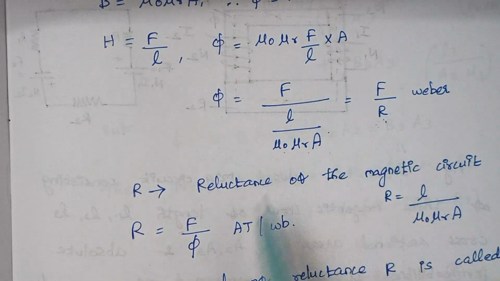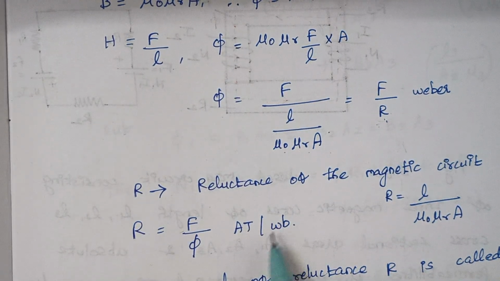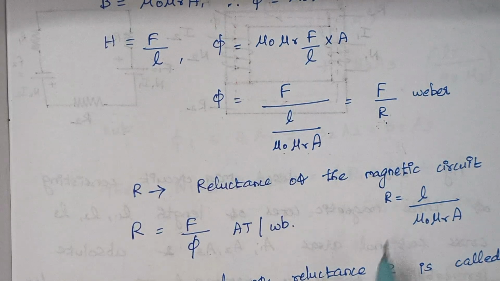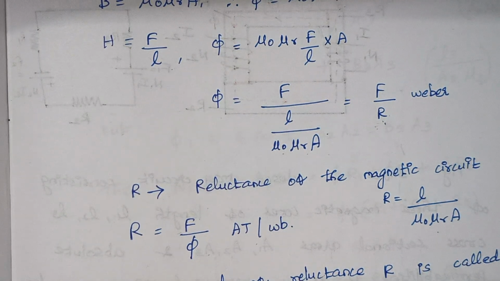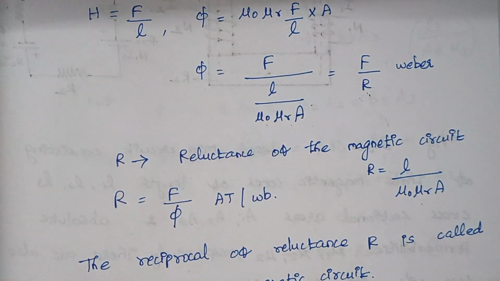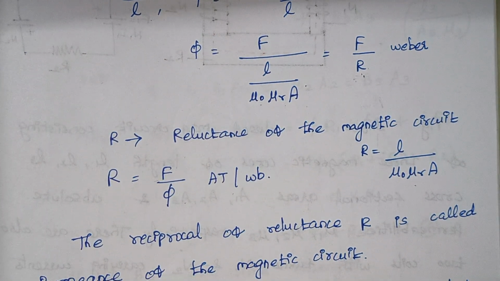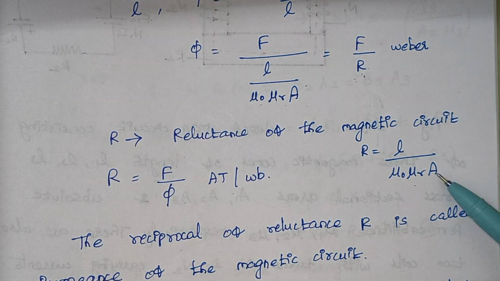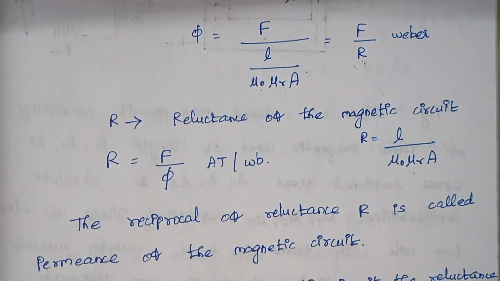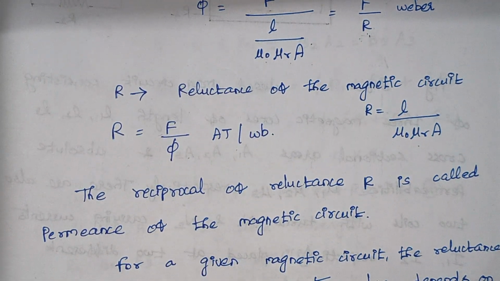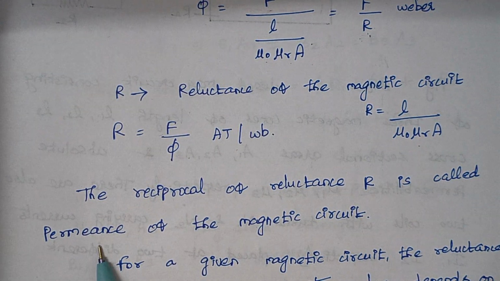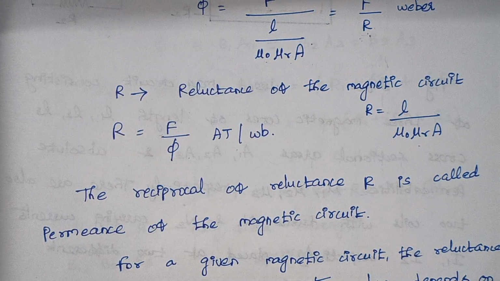Therefore R is nothing but F by phi, ampere turns per Weber, where R is nothing but L by mu naught mu r A. So here R is nothing but the ratio of L by A. L is the circumference of the ring and A is the cross-sectional area. The reciprocal of reluctance is called permeance. The reciprocal of reluctance is permeance.